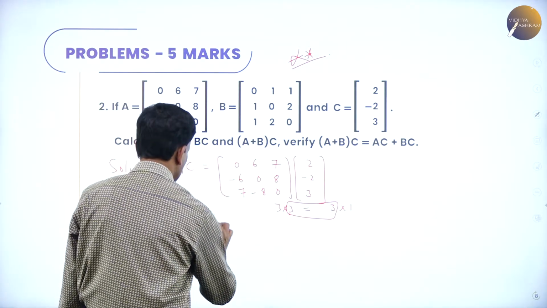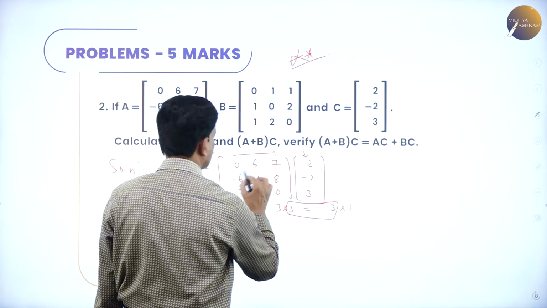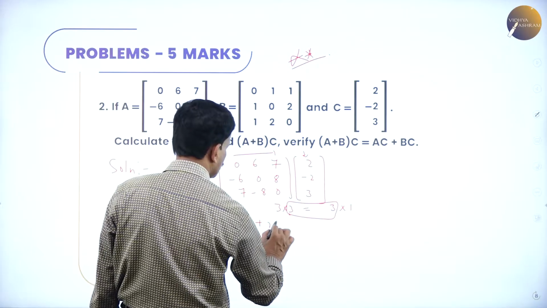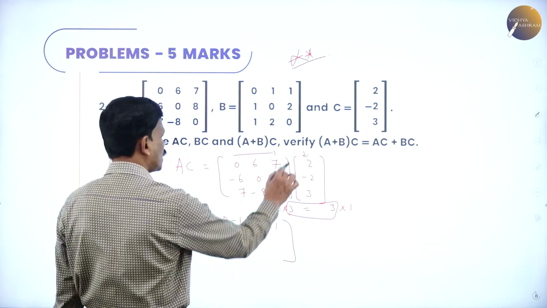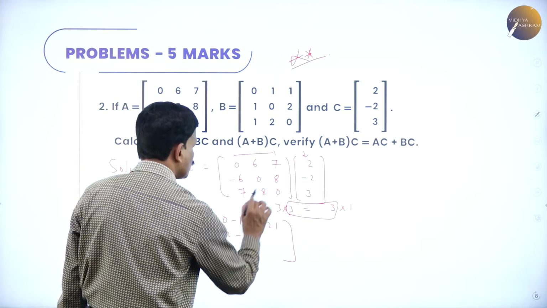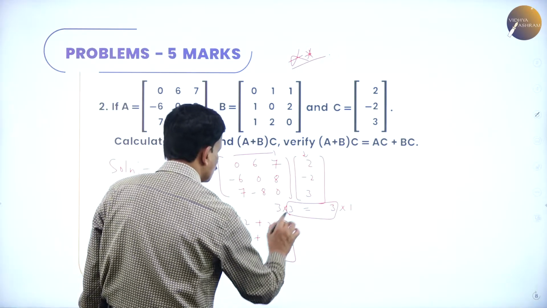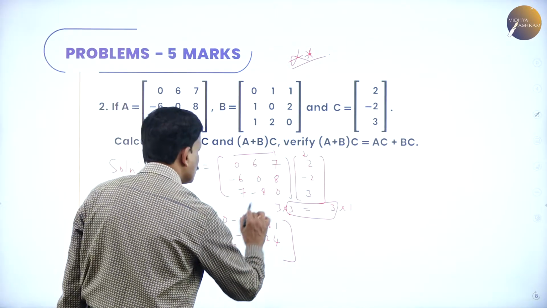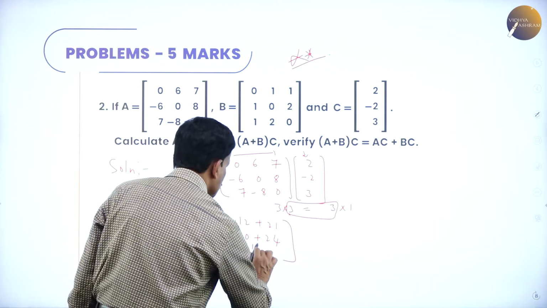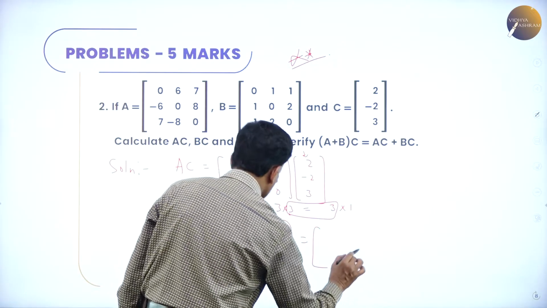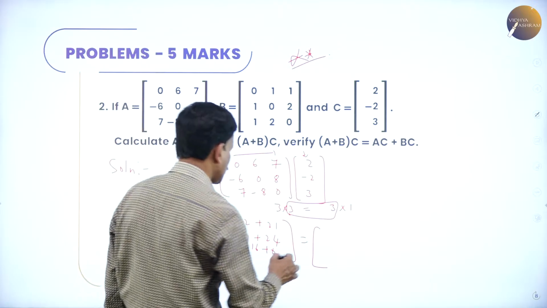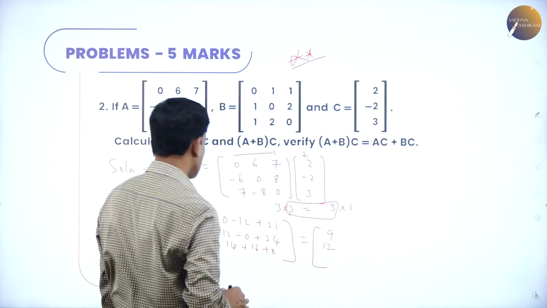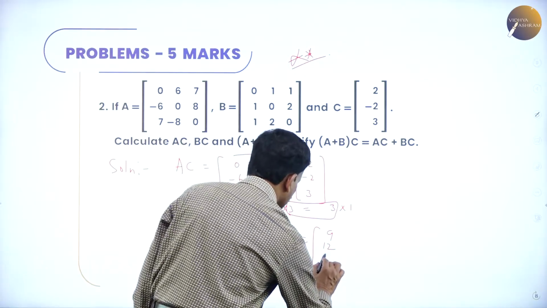Now, this is equal to multiply. First row, first column: 0 into 2 is 0, 6 into 2 is 12 minus 12, 7 3s are 21. Again, second row, first column: 6 2s are 12 minus 12, minus 0, 8 into 3, 24. Next, third row, first column: 7 2s are 14, minus into minus plus, 8 2s are 16 plus 0. So, this is equal to 21 minus 12 is equal to 9. Then 24 minus 12 is equal to 12. Then 16 plus 14 is equal to 30.